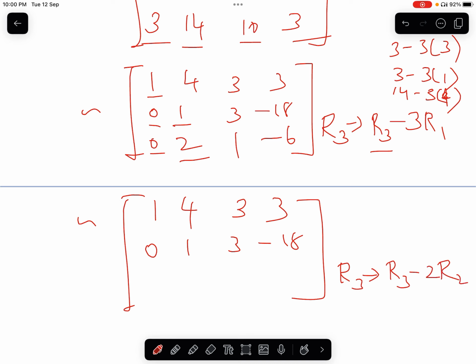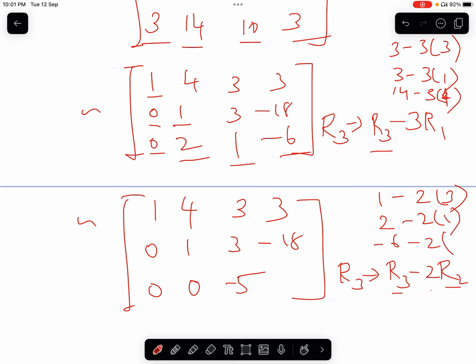Okay, so here 0 minus 2 times 0 becomes 0, and the second element of the third row is 2 minus 2 times 1, so 2 minus 2 again becomes 0. Therefore the condition for the echelon form is satisfied. And the third element of the third row is 1 minus 2 times 3, so 1 minus 6 is minus 5. The fourth element of the third row is minus 6 minus 2 times minus 18.